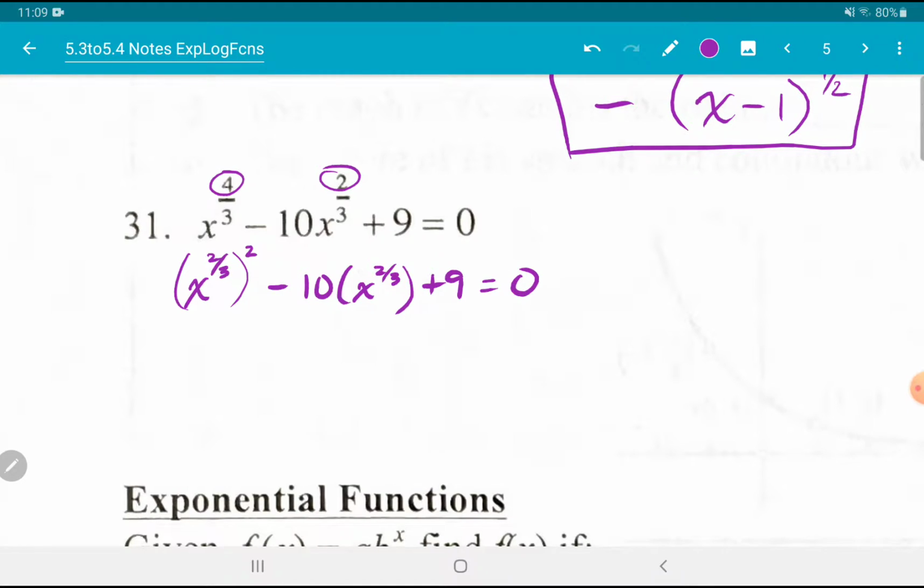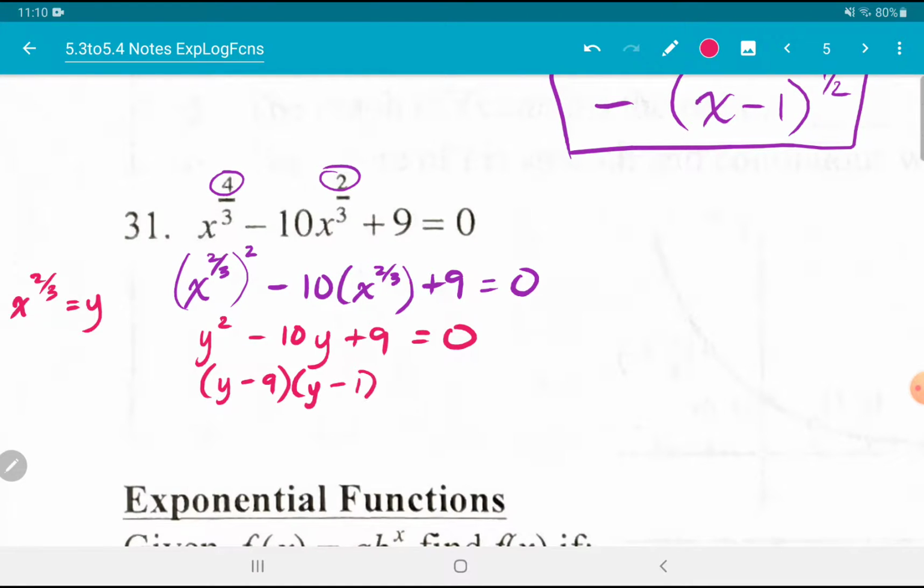Now, just like we did with the previous problem, hopefully what you're seeing is that x to the power of 2/3 can be substituted with another value. Let's again call it y. So if x to the power of 2/3 is y, what we have is y squared minus 10y plus 9 equals 0. Ooh, there's a nice quadratic. That is factorable, right? This is the same thing as y minus 9 and y minus 1 equals 0. So in this case, y is 9, and also y is 1.